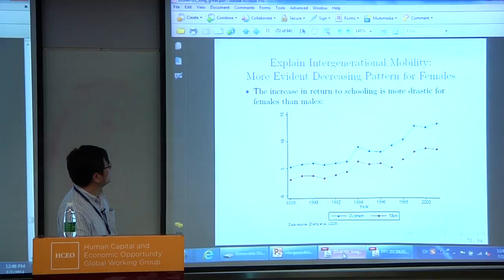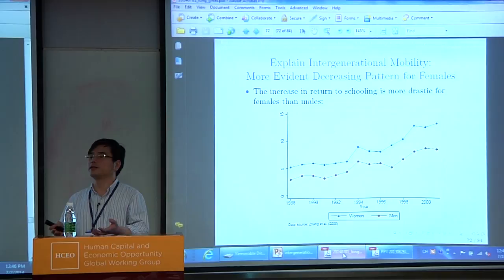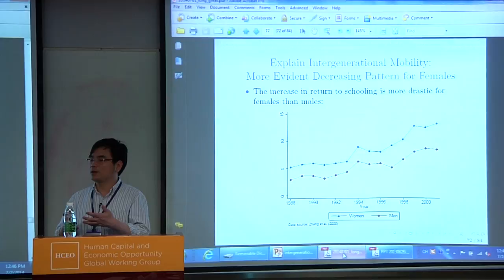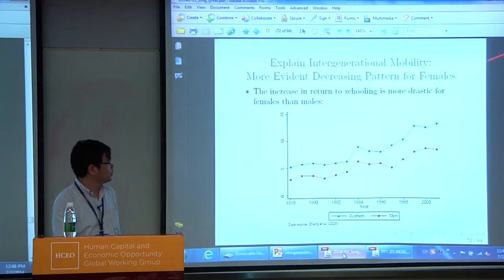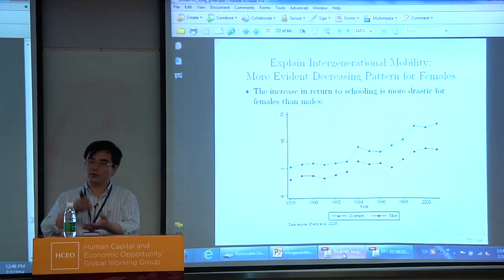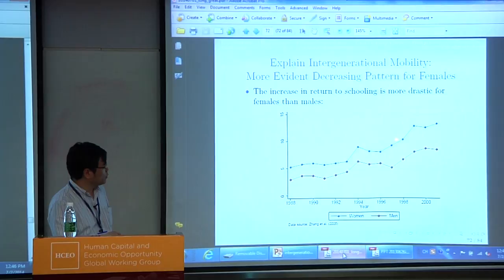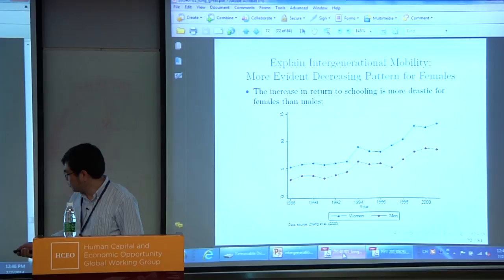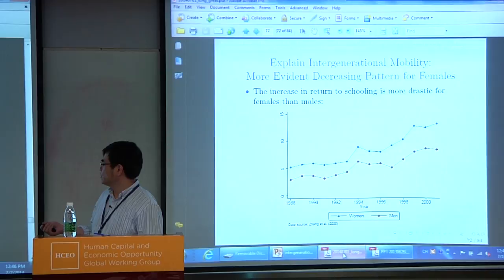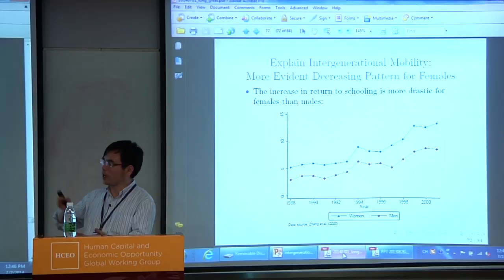Okay, so now briefly, why is there a gender pattern? We have seen that intergenerational mobility for females has declined more than for males. Why? That's one thing we're trying to explain. As we see, the return to schooling is a key determinant of intergenerational mobility; that simple model illustrates that. Now you see the curves, the return for women and for men. This is the paper I mentioned earlier, my own paper in the Journal of Comparative Economics in 2005. That was the first study to document a systematic pattern of return to schooling in China and try to explain why it happened.